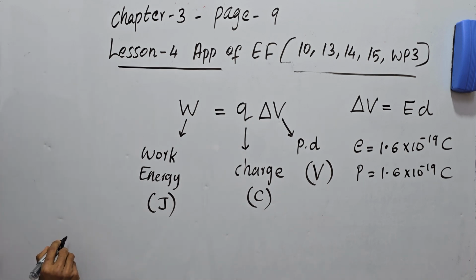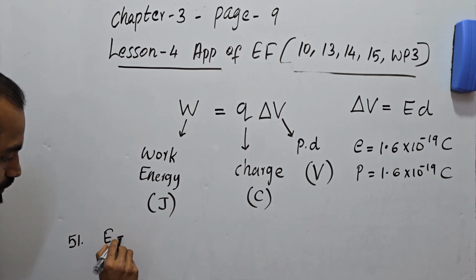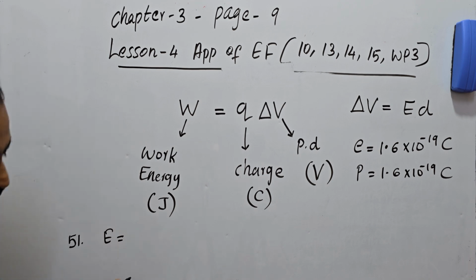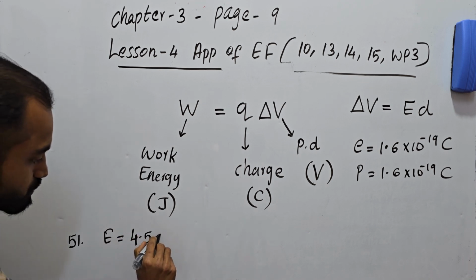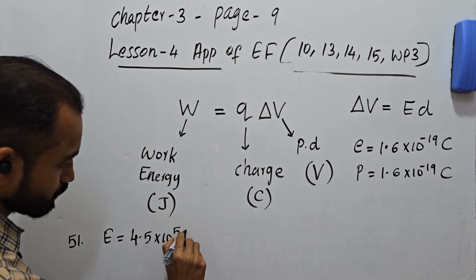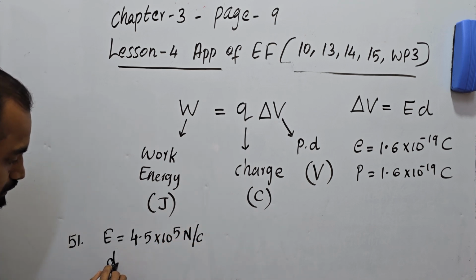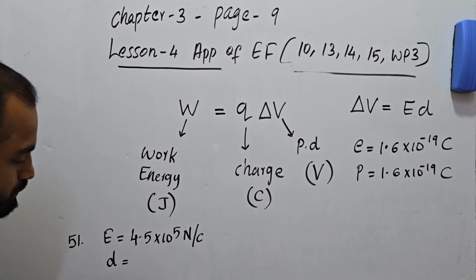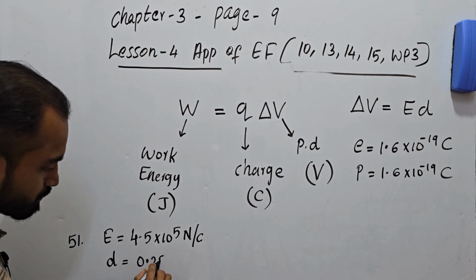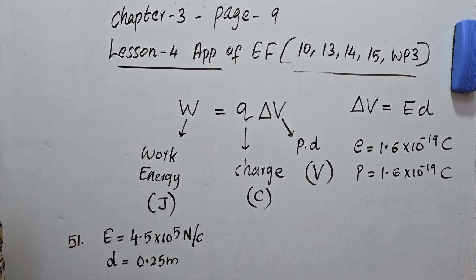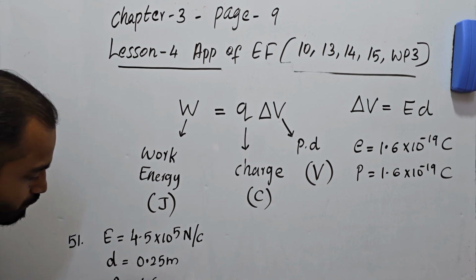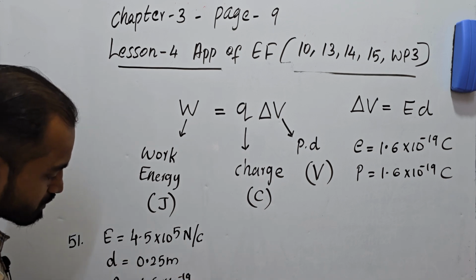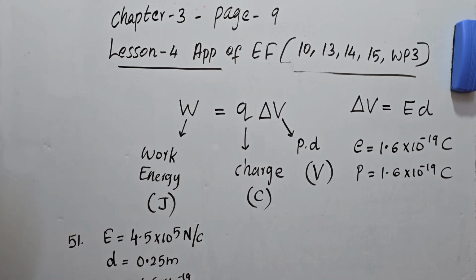So we will do question number 51. Here we will do. You can see, right? Okay, so 51, what is given? Potential difference not given. Electric field is given, right? Electric field how much? 4.5 times 10 to the power 5 newton per coulomb. Distance given. 25 centimeters, so I will write in meters, 0.25 meter. And anything else given? Yeah, charge of proton, we know that it's a constant. 1.6 times 10 to the power minus 19 is the charge, okay? So I will write charge is this.